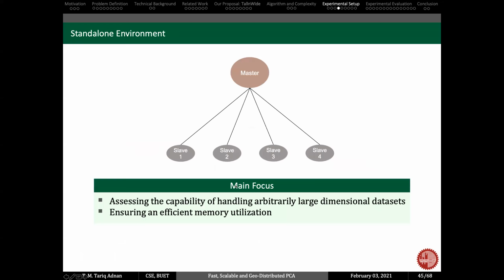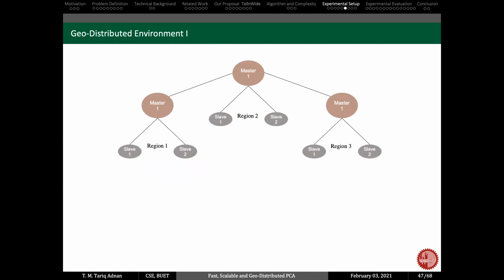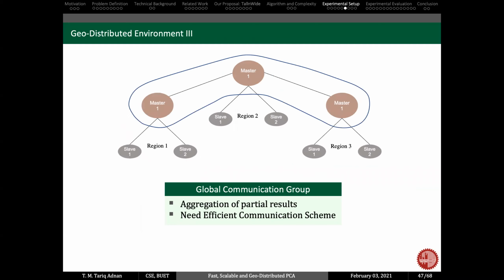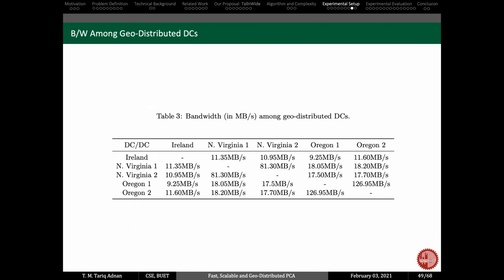We will conduct our experiments in a single cluster standalone mode with one master and multiple slaves. For that, here is the cluster configuration. We created an Amazon EMR cluster on the EC2 cloud, and then to imitate a geo-distributed environment, we created clusters at different AWS regions. So during the computation, during the generation of the partial results, the communication will be inside each of the clusters, and during the accumulation time, the masters will communicate among themselves. We chose 3 different regions with 5 different zones and created a cluster of 1 master and 2 slaves at each of the zones with this configuration. Here is the bandwidth matrix of our data centers at different geographic locations.